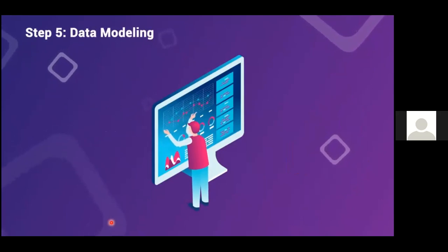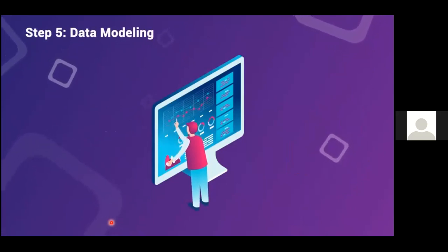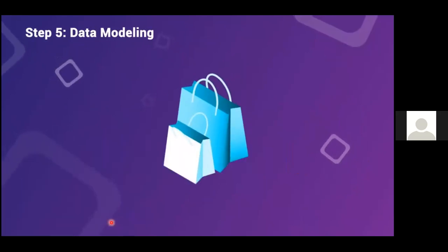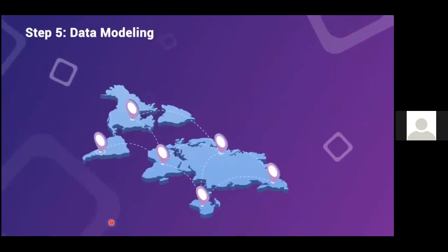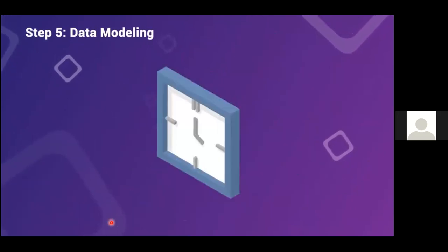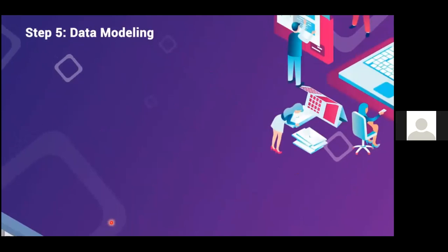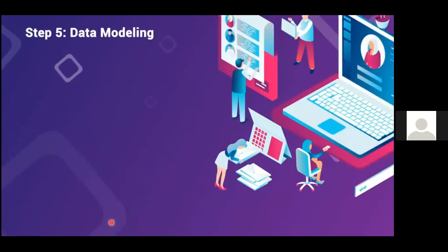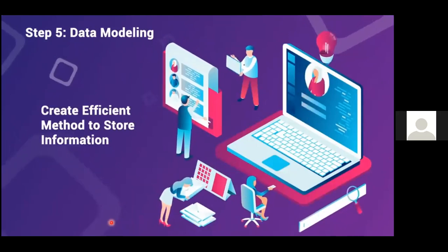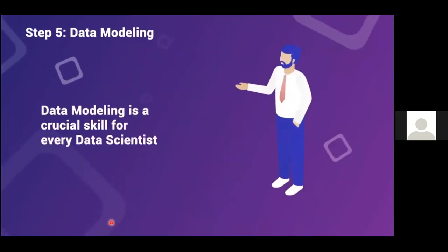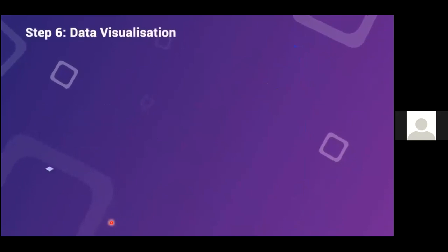Step 5. Data modeling. Data modeling is the process of producing a descriptive diagram of relationships between various types of information that are to be stored in a database. Something as simple as an online transaction can be broken into items sold, user demographics, time of sale, etc. One of the goals of data modeling is to create the most efficient method of storing information, while still providing for complete access and reporting. Data modeling is a crucial skill for every data scientist.